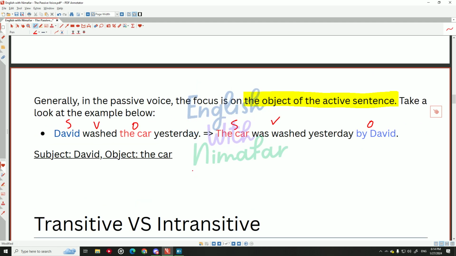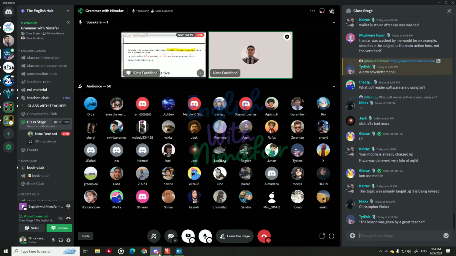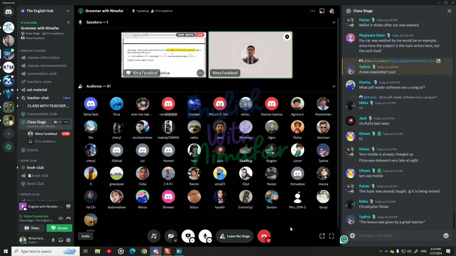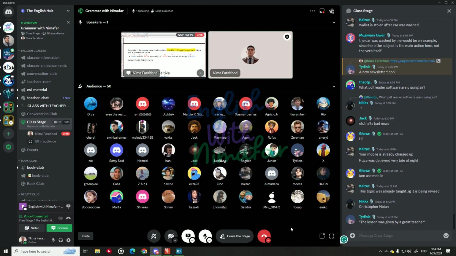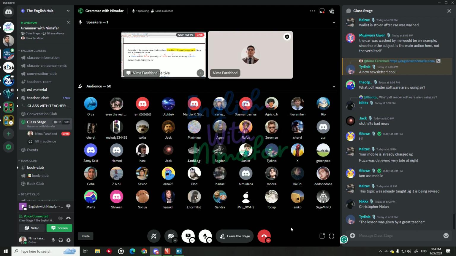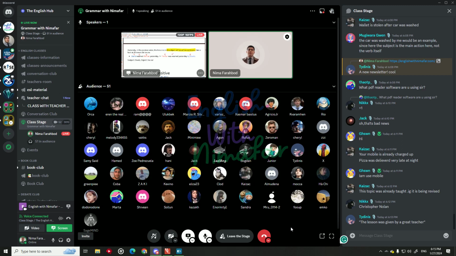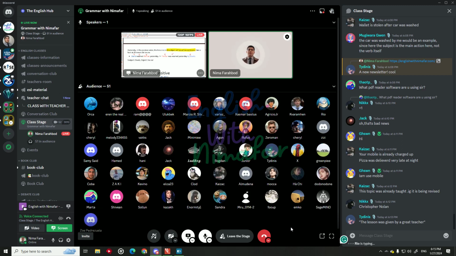Another good point here. Let me ask you a question. Can we use this topic, the passive voice, with all verbs? Is it possible that we use this grammar topic, the passive voice, with all verbs? Please let me know. Imagine how many verbs we have in English. Can we use it with all of them? Please let me know. Type it in the chat.